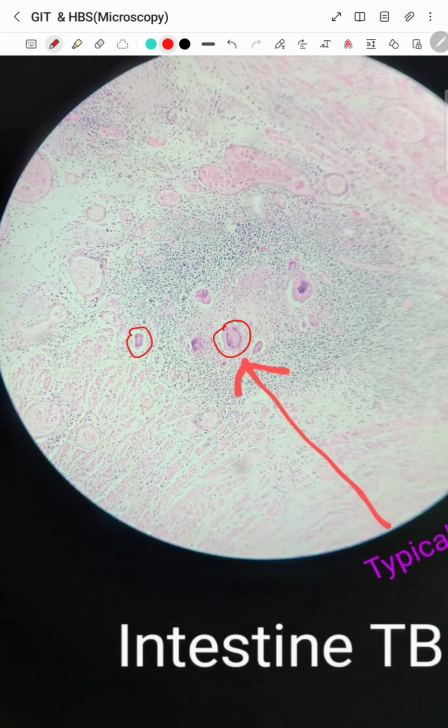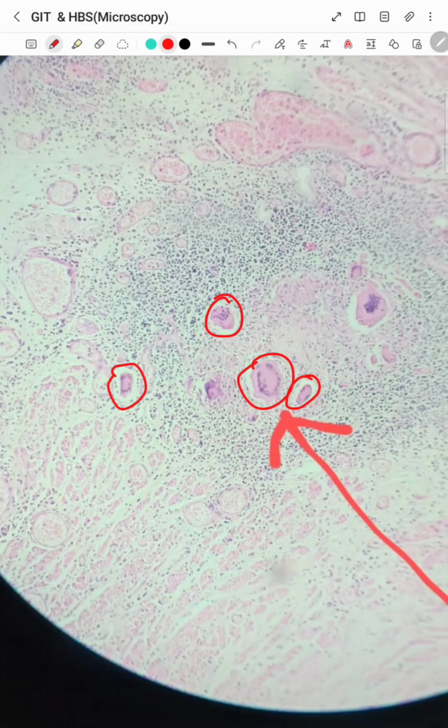It's also a giant cell. Here also a giant cell. So these are the giant cells. And besides the giant cells, these are the epithelioid cells. It is probably the caseous necrosis, because the caseous necrosed area is surrounded by the epithelioid cells and the giant cells. Mainly the epithelioid cells, but the epithelioid cells fuse together and form the giant cells.